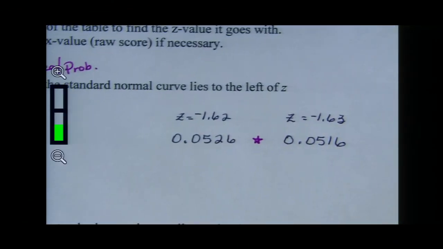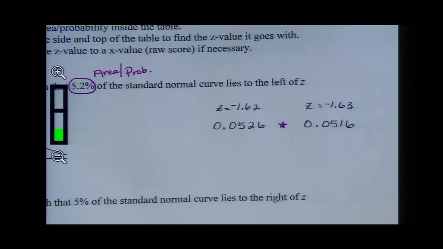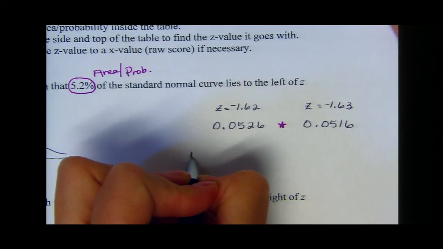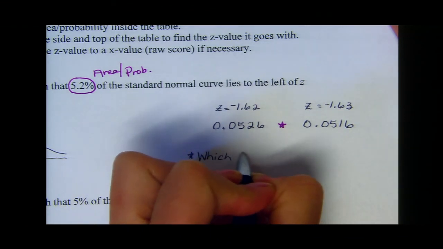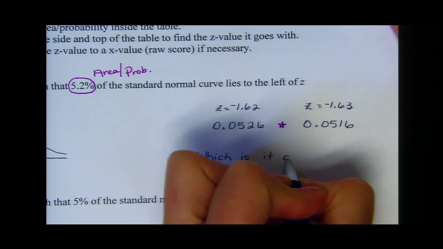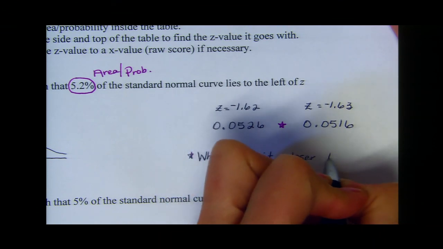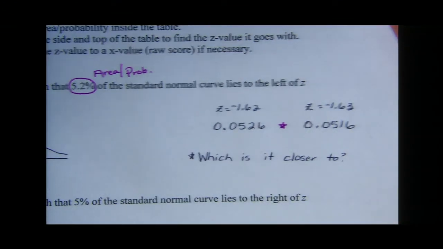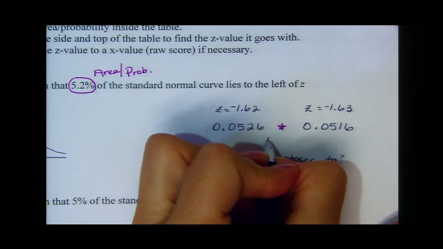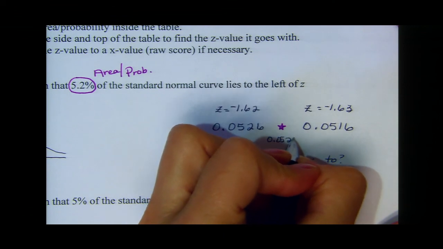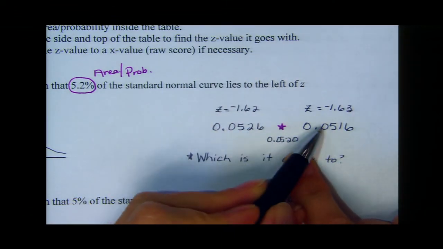All right, now I need to know what z-value I need to associate with 5.2%. So here's the question you ask yourself. Which is it closer to? So here's what I'm basically asking you. We're looking for 0.0520. So which one is this closer to?